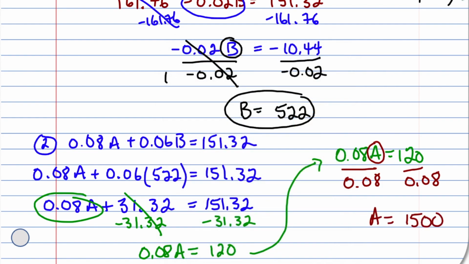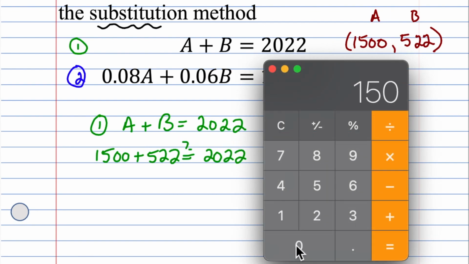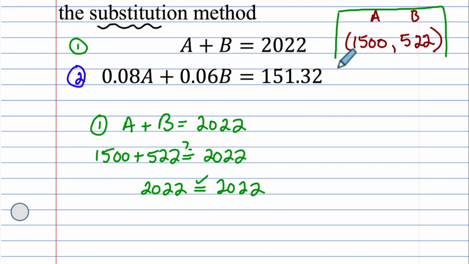But we should check. We'll use the first equation and plug in the A and B values. 1500 plus 522, does that equal 2022? 1500 plus 522. And yes, it does. We found the solution to this system.